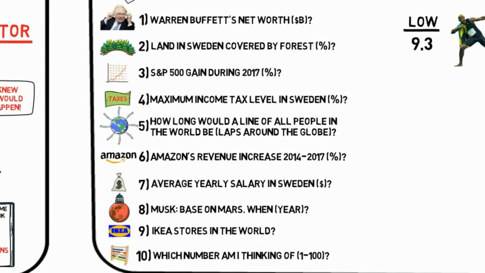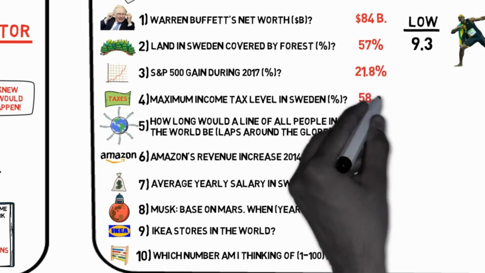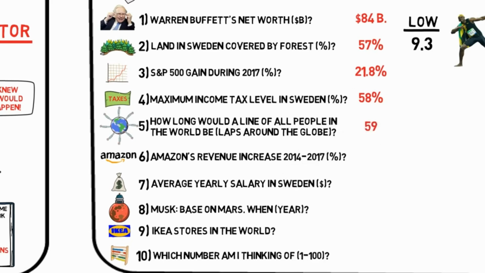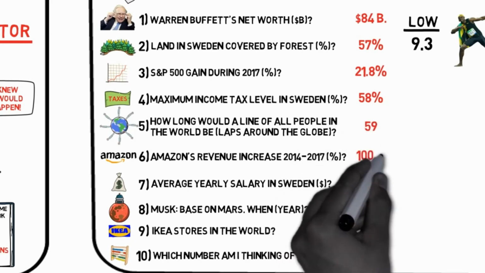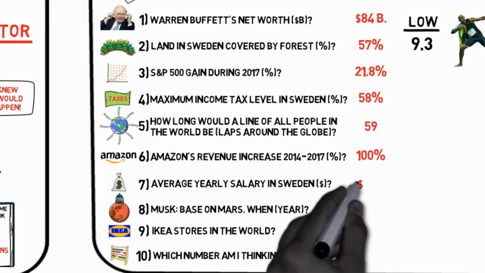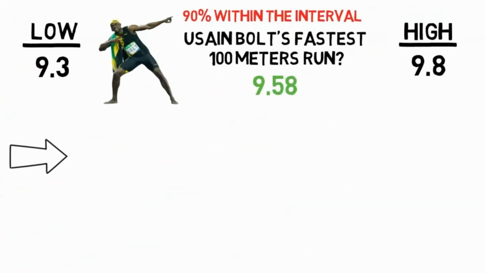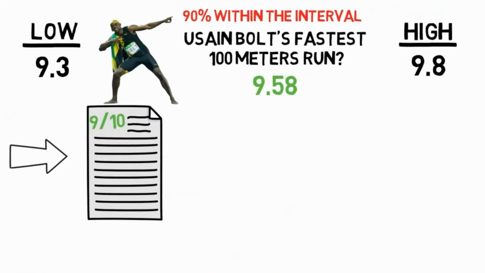Now for the answers. $84 billion. Approximately 57%. 21.8% gain. About 58%. 59 times. Yes, 59. 100%. Approximately $45,000. 2028. 403 stores. 69. If you did this right, you should approximately be right in 9 out of 10 cases.